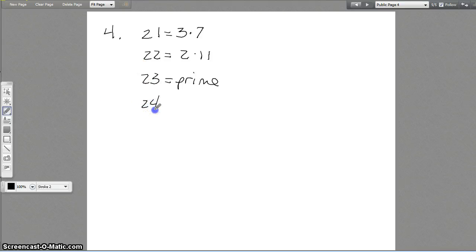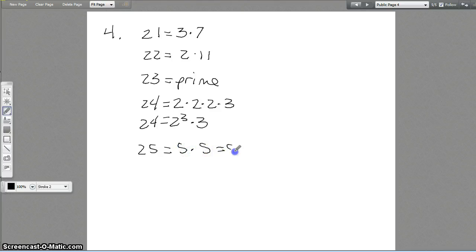24, well, you can see that this is an even number, so it's divisible by 2. When we divide it by 2, there's 12. Well, 12 is divisible by 2. Really, we would write it out as 2 times 2 times 2 times 3. 2, 4, 8, and then times 3 is 24. So we would write this as 2 cubed times 3. So I'm just going to write 24 again there. 25 is not prime. It is 5 times 5, which is 5 squared.